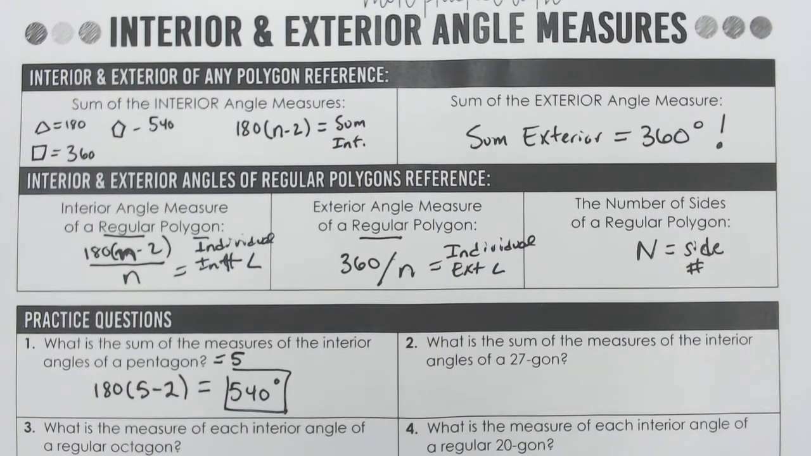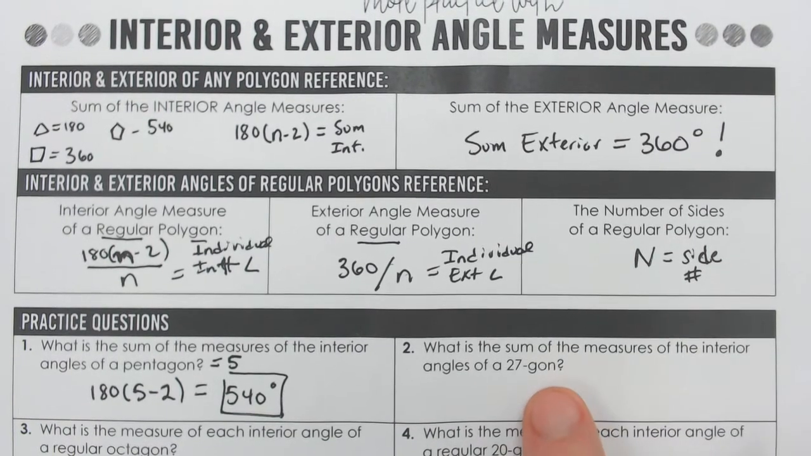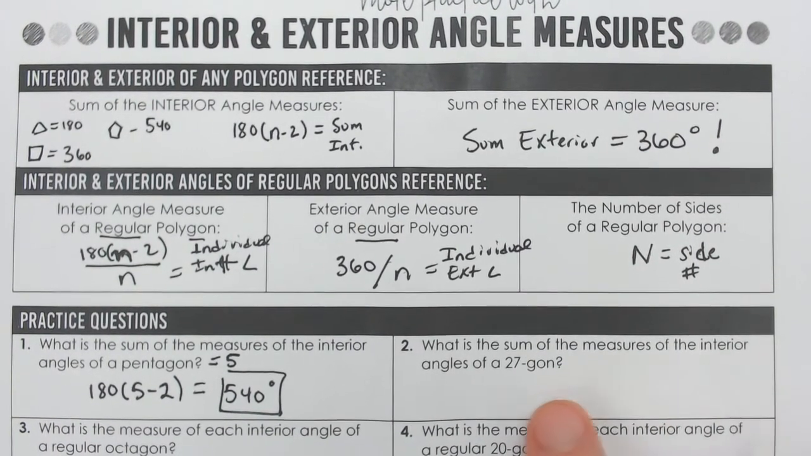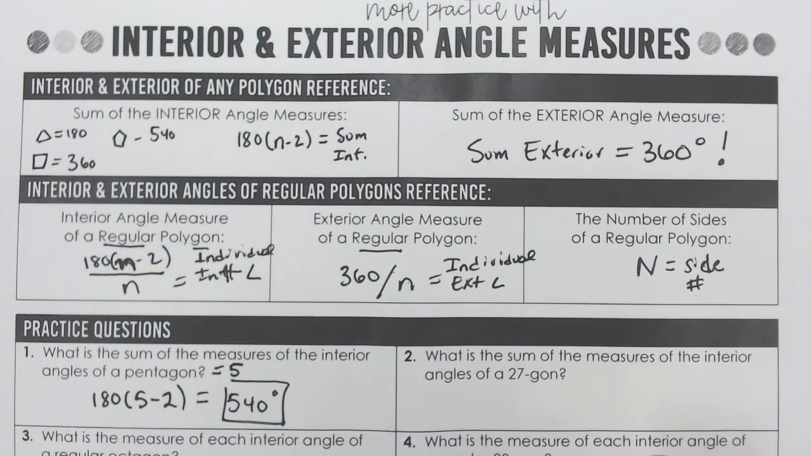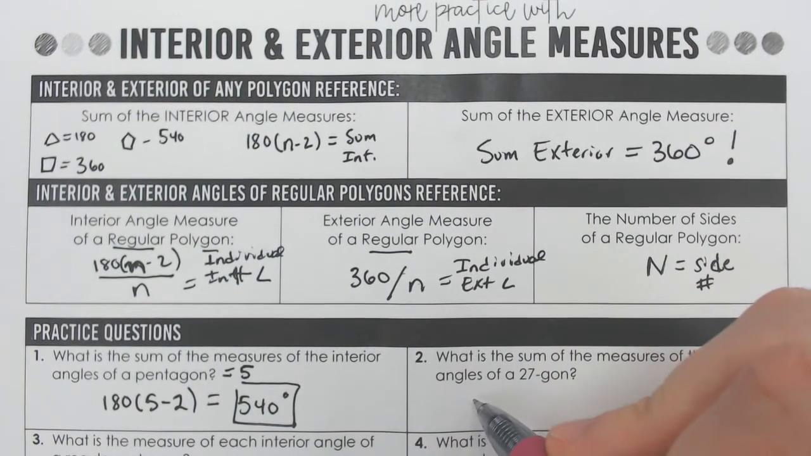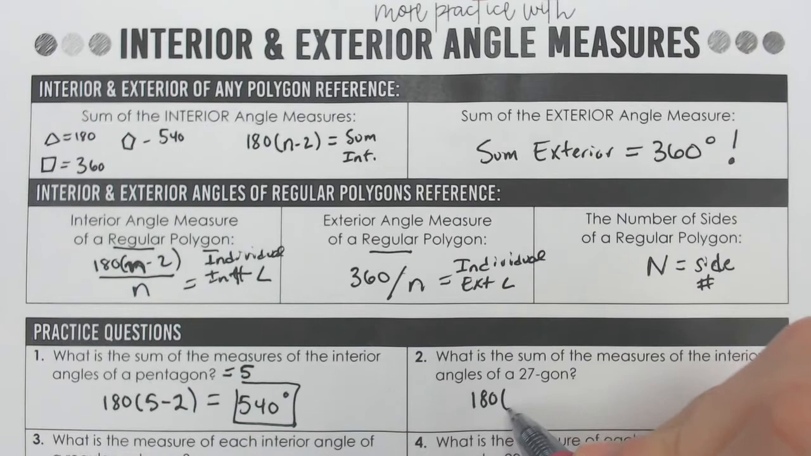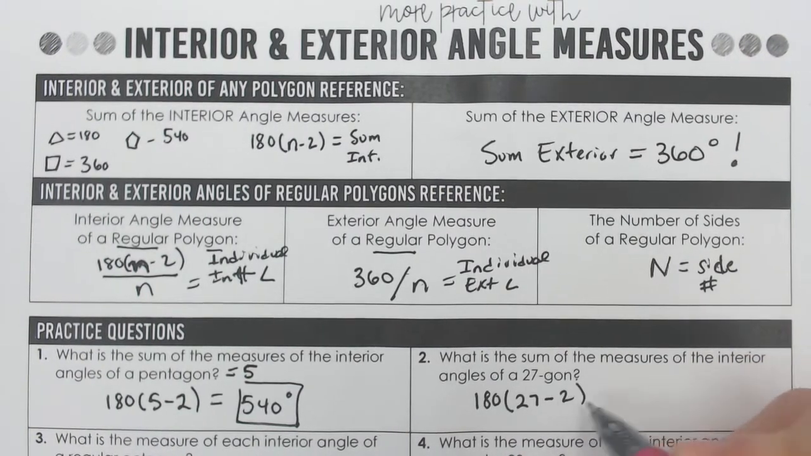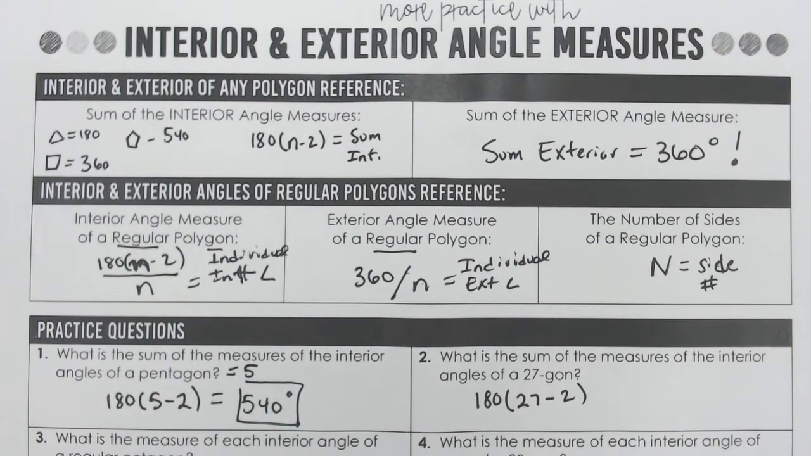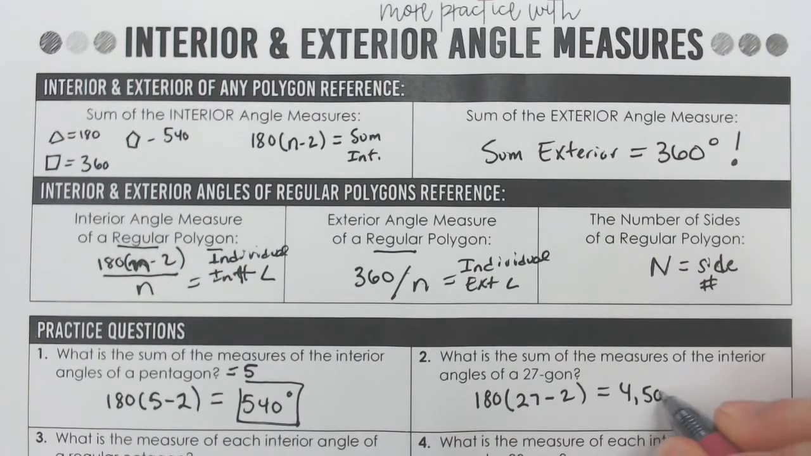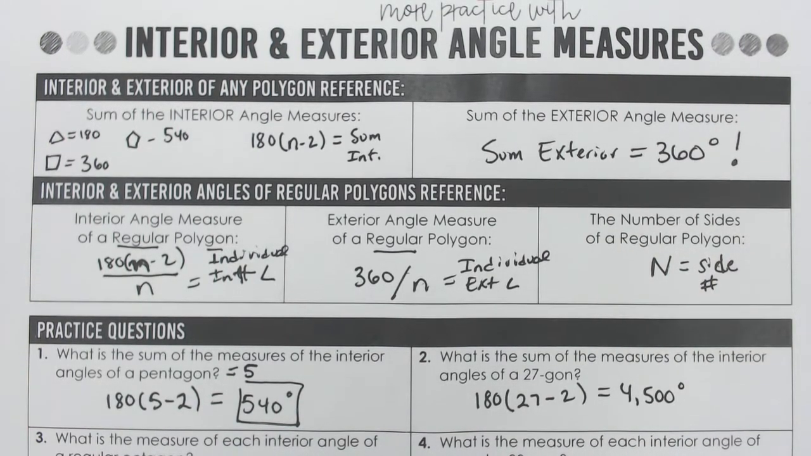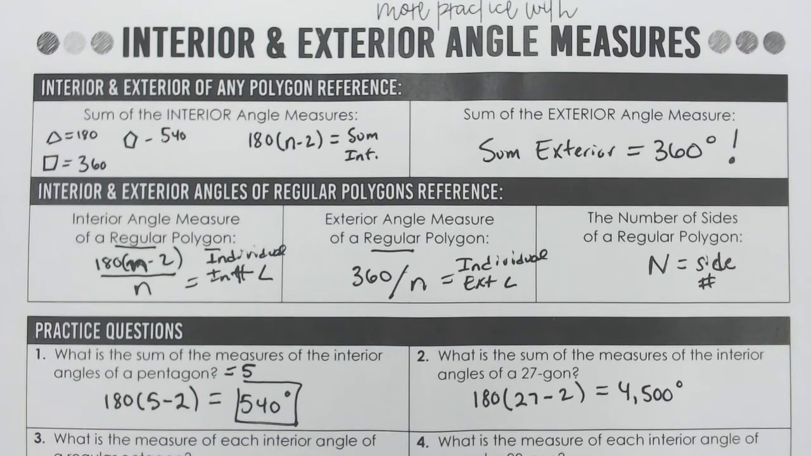All right. Now this next one is going to be a little bit bigger because it's the sum of the measures of the interior angles of a 27-agon. A 27-agon is a lot of sides. That is going to be a very big number because the more sides you have, the more the interior angles just keep getting bigger. We have to do 180 times (27 minus 2). I am definitely going to need a calculator for that. 180 times 27 minus 2, or 25, is 4,500 degrees. Quite the big number.